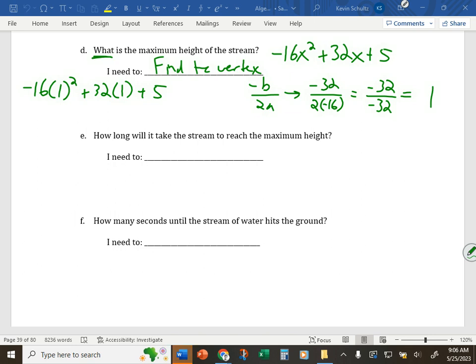Okay? Negative 16 times 1 squared plus 32 times 1 plus 5. 21. Okay? So what is the height of this water? It is 21. Now our original sketch had this stream going kind of like this. Remember, this is 5. This is 1 second here. We know that at 2 seconds, it's also 5. But at 1 second, the vertex is 21 feet high.